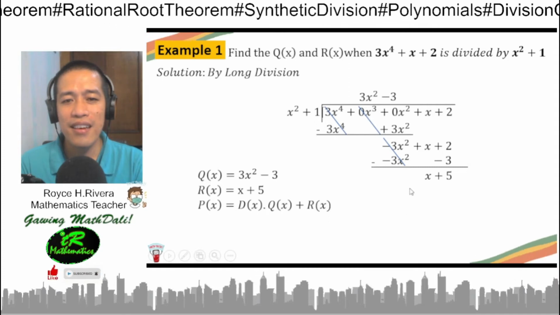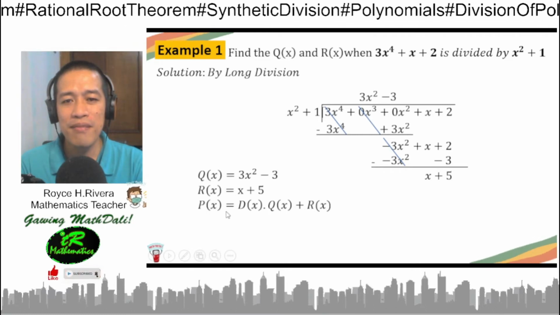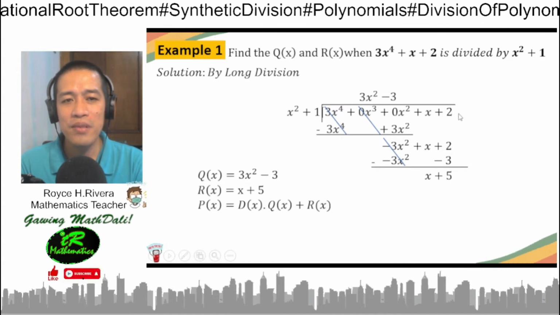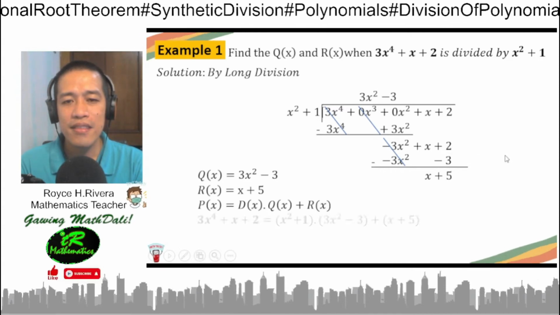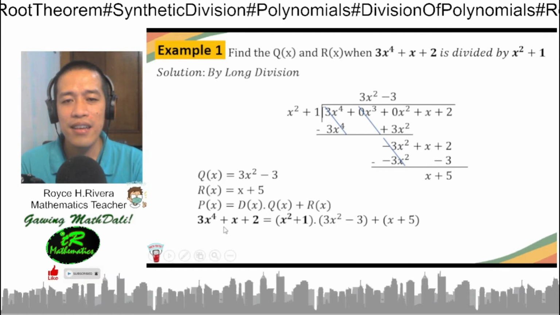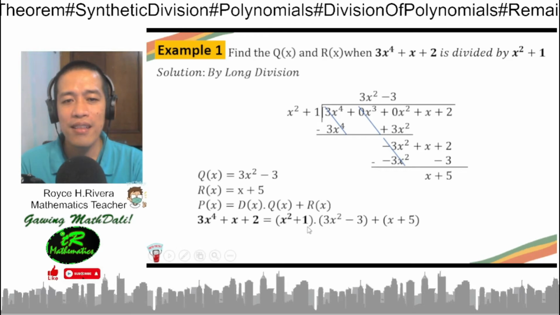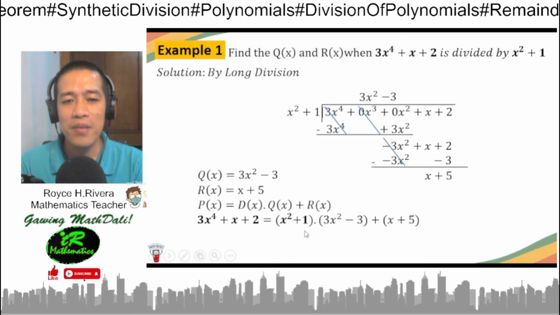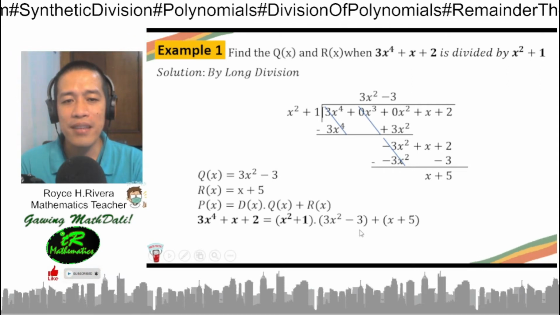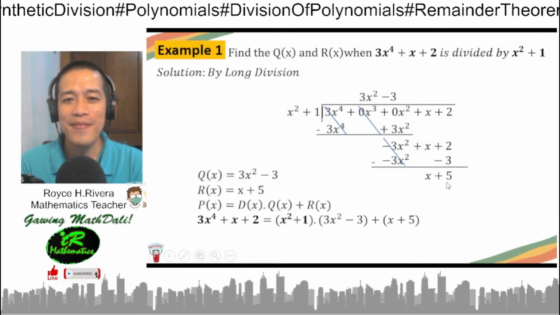Then we write the division algorithm. P of x equals d of x times q of x plus r of x using the results. So we will have the polynomial 3x raised to 4 plus x plus 2 is equal to the product of the divisor x squared plus 1 times the quotient 3x squared minus 3 plus the remainder x plus 5.